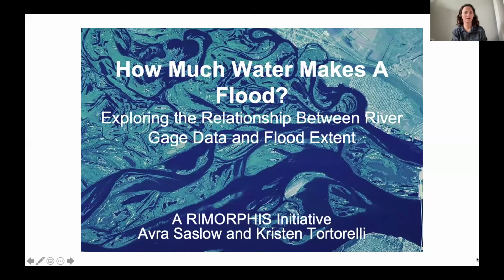And we've been working with the Rhymorphous Initiative with Dr. Toby Minar to understand how much water makes a flood. And so we're exploring the relationship between river gauge data and flood extent.